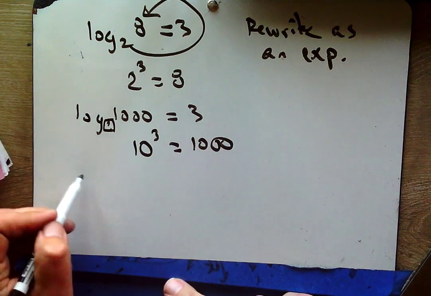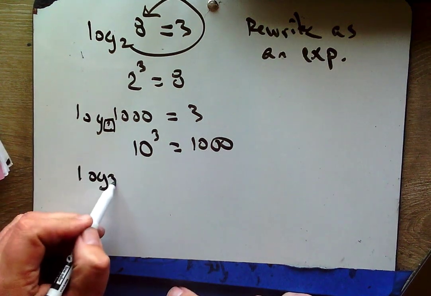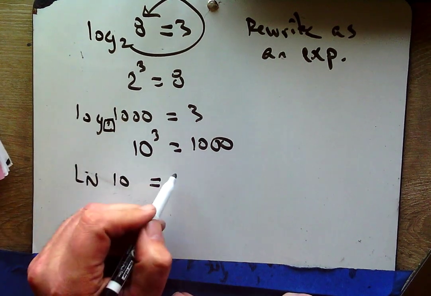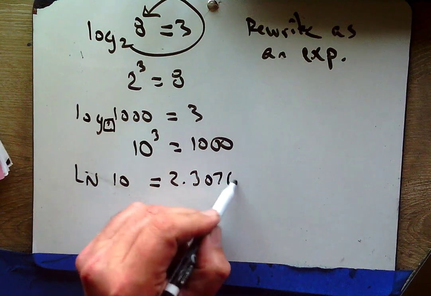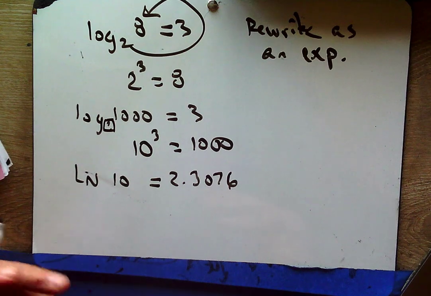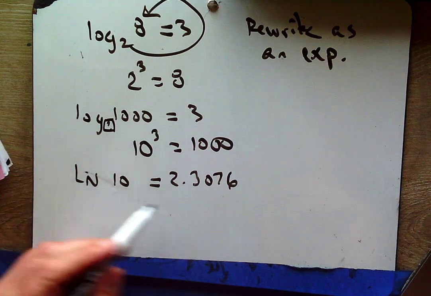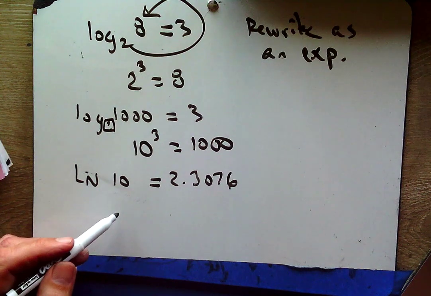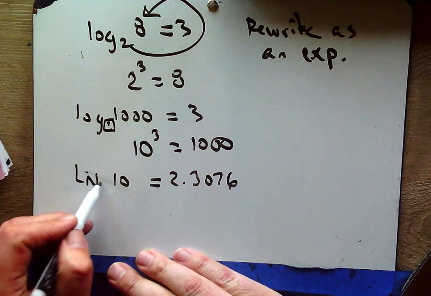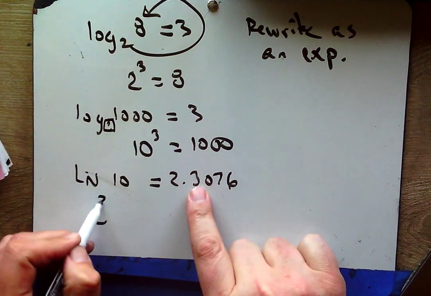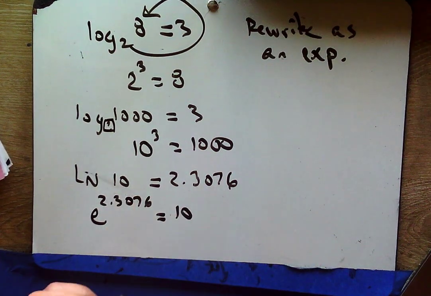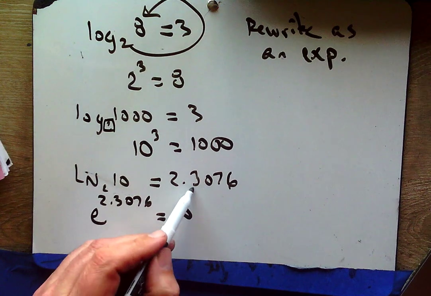Okay, how about this one? The next one's an ln. ln of 10 equals 2.3076. Will you please rewrite this log expression as an exponential? The log base here is e. E to the power equals answer. Okay? Base, power, answer.